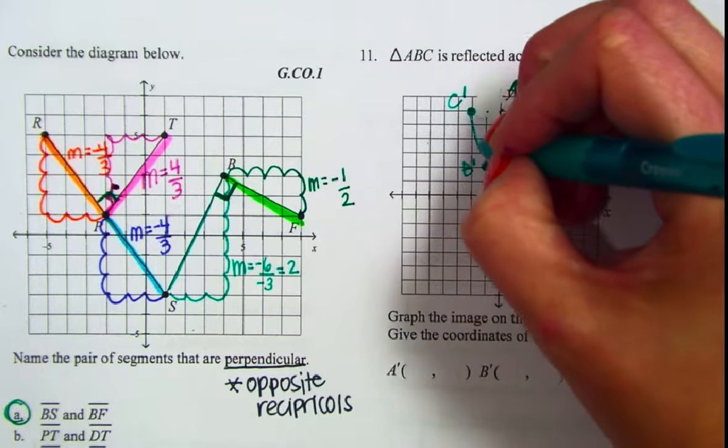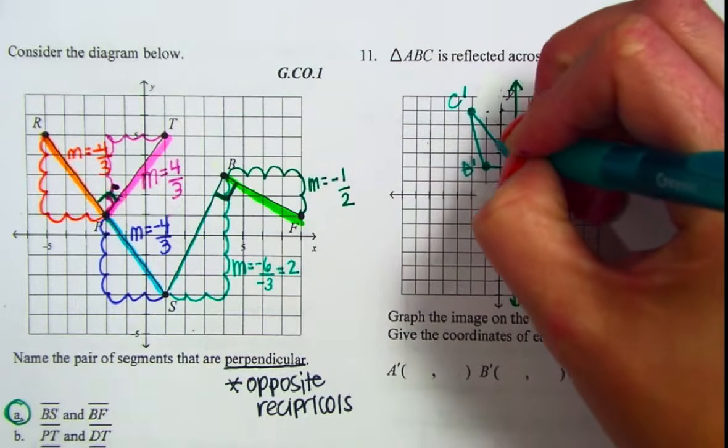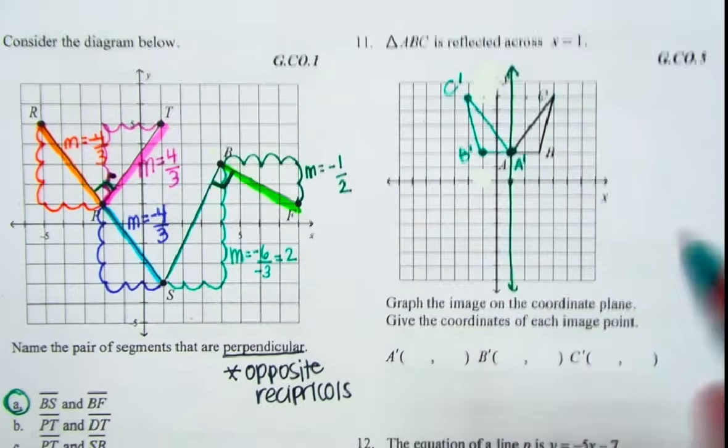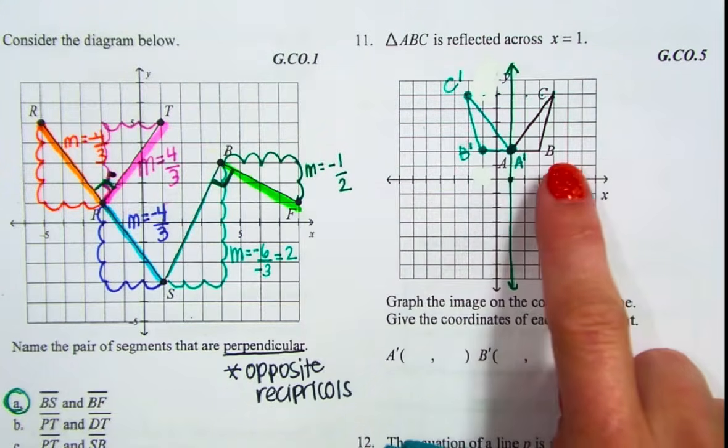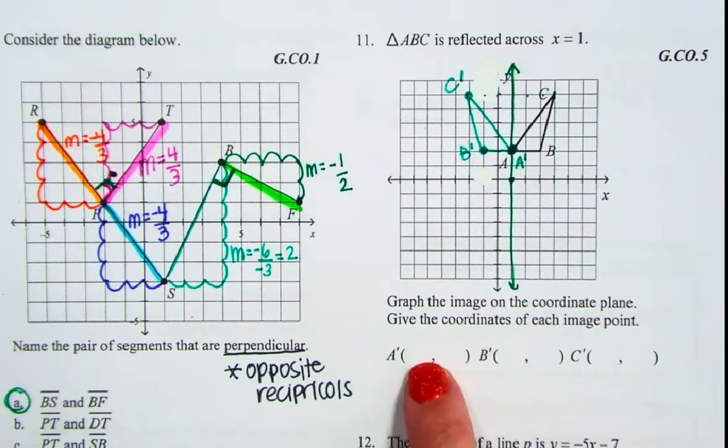I'm going to draw that triangle. And then I'm going to write down the ordered pair. So we graph the image. There it is. And then we're going to give the coordinates.